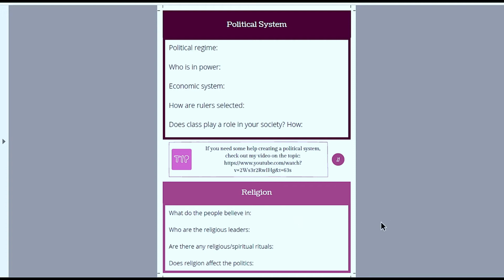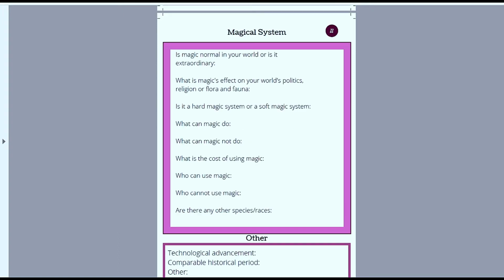So what do the people believe in? Are there many gods? Is there one deity? Do they believe in a person or in some kind of divine being? Who are the religious leaders? Do they have preachers? Do they have vicars? Do they have some kind of other person who's in charge of religious proceedings? Are there any religious or spiritual rituals? And does religion affect the politics, and how?